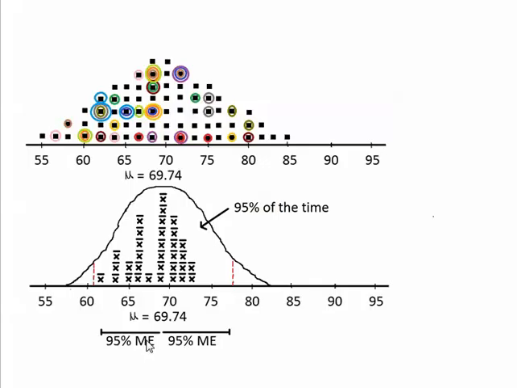The 95% margin of error also gets smaller when the population has less dispersion. So if this population had less spread to it, and these population members were closer together, then the sample means down here would also be closer together, and the 95% margin of error would be smaller, because the area that the sample means fall in 95% of the time would be a smaller area.